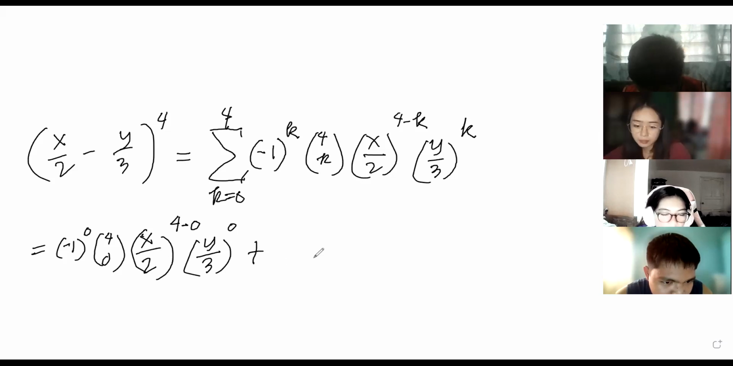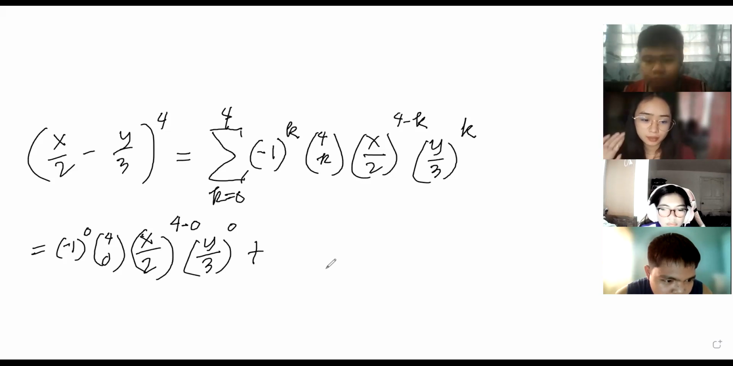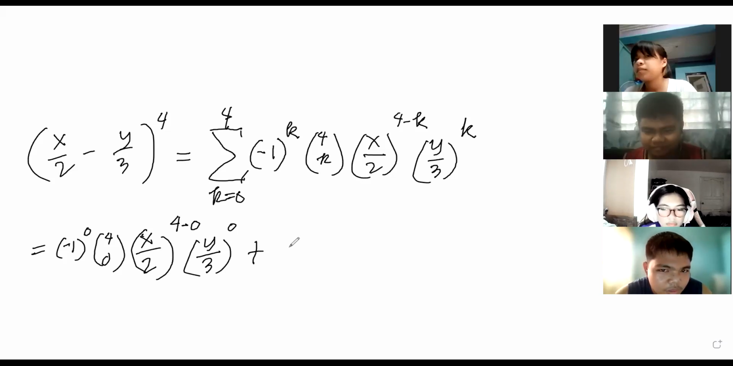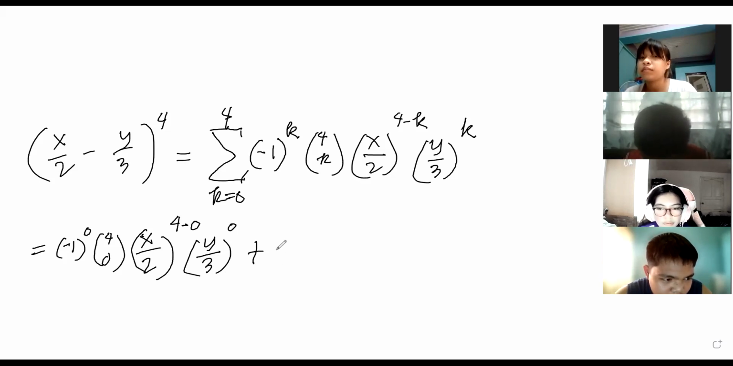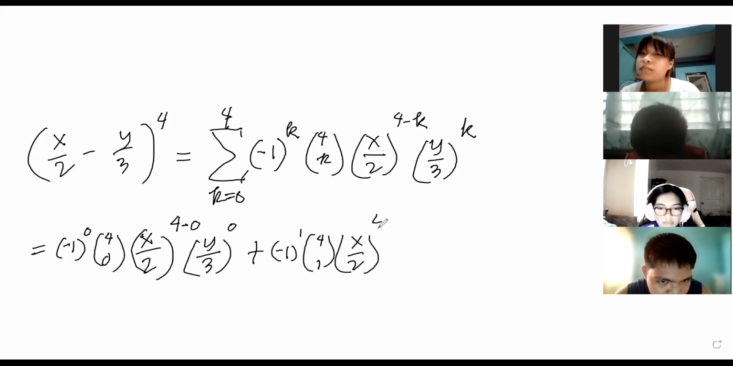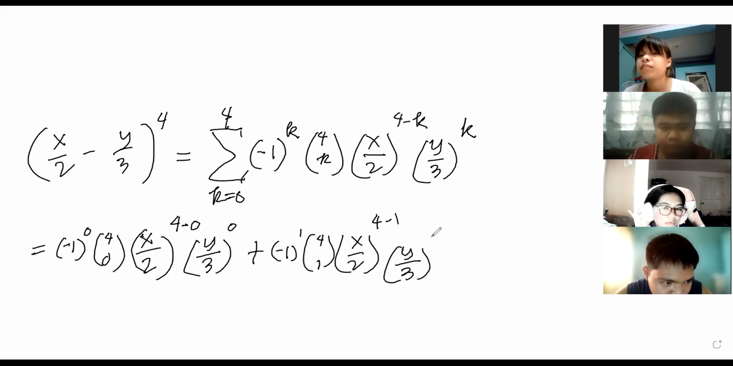Isha. Answer, negative 1 to the power of 1. Good. 4 taken 1. Good. Times x over 2 to the power of 4 minus 1. Good. Times y over 3 to the power of 1. Very good. Correct. Next.